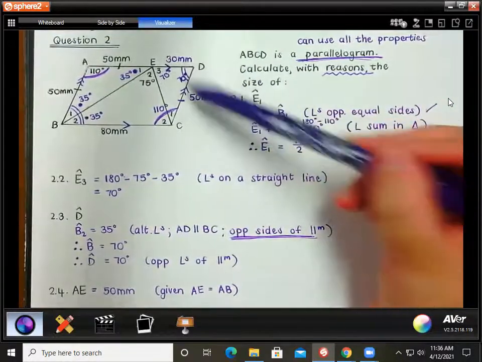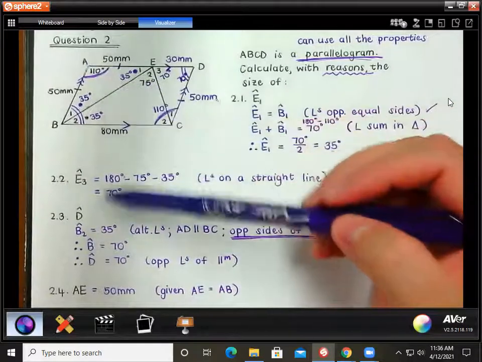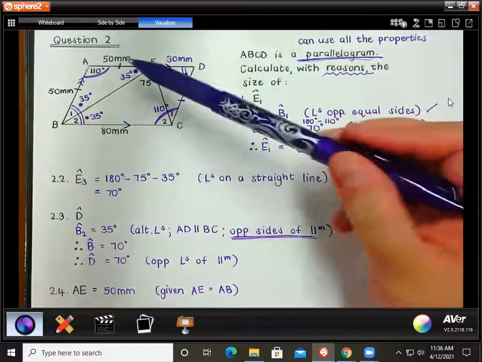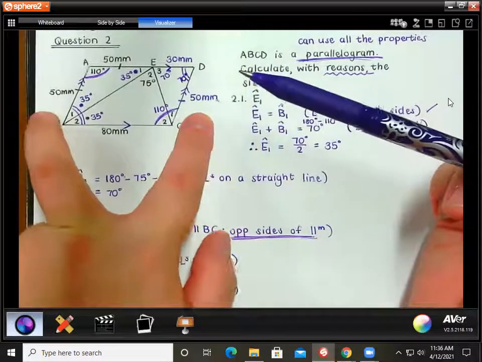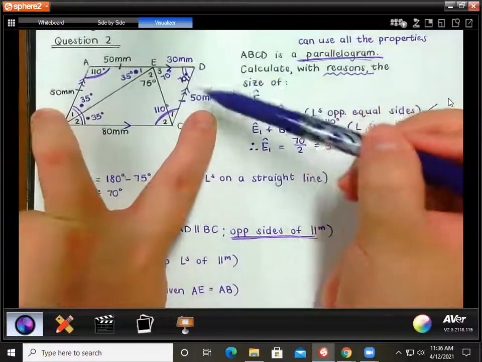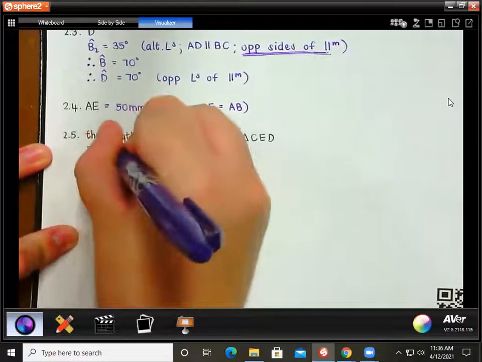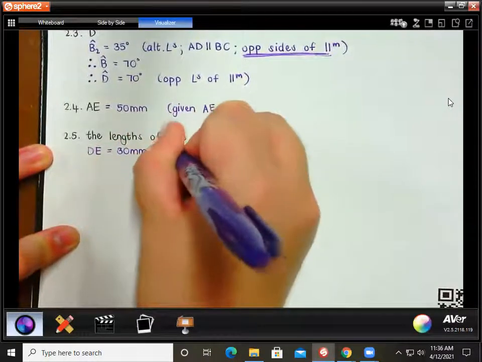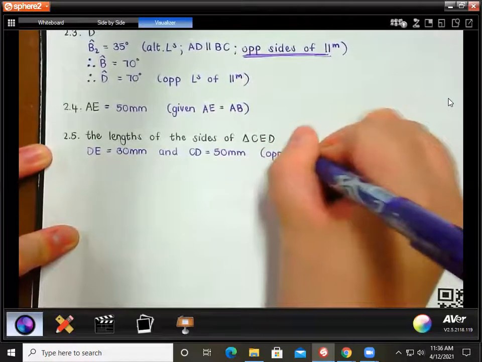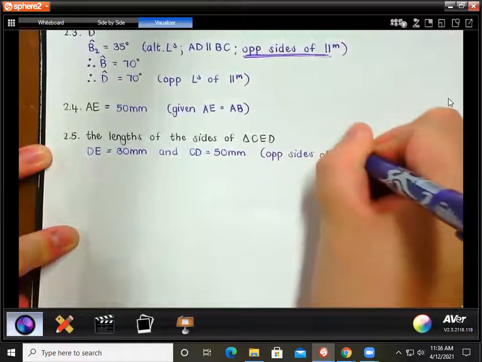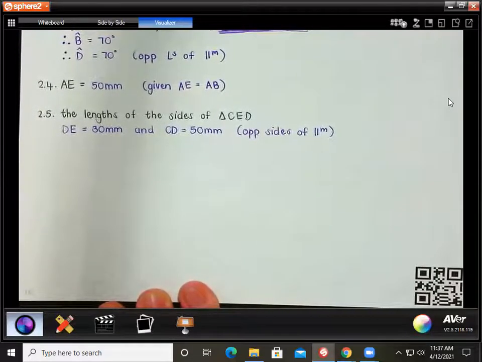Now, guys, the 30 and the 50, why did we say that they were 30 and 50 again? Yes? Okay, so guys, basically we know that these two sides had to be equal because it's a parallelogram, right? And then we knew that these two sides have to be equal also because it is a parallelogram. So for the 30 and the 50, we can write the same reason. Okay, so let me show you how to do that quickly. So we can say DE is equal to 30 millimeters and CD is equal to 50 millimeters. And for that, we can just say opposite sides of parallelogram. Okay, that was one of the properties of the parallelogram right in the beginning. We said we know that the opposite sides must be equal. So we could use that to get these lengths.